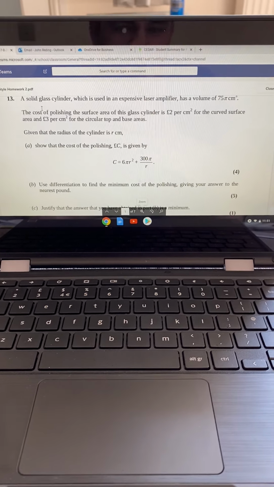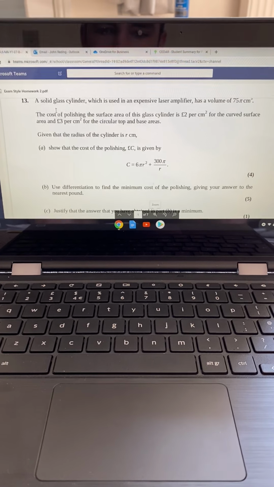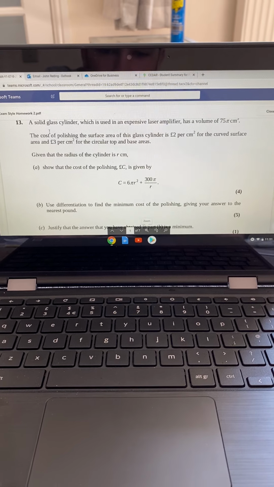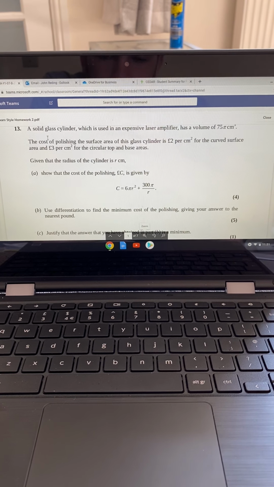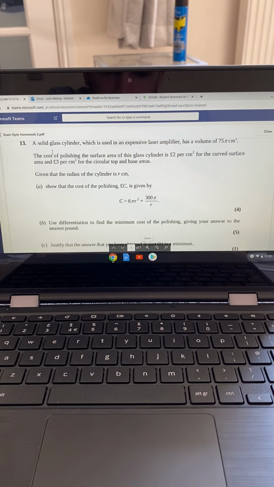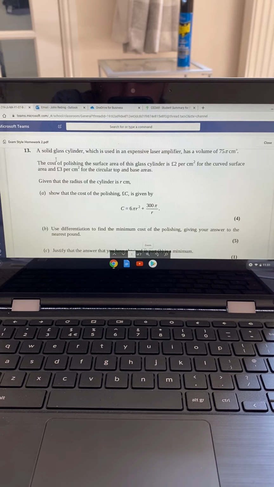Now, I've just been asked about question 13 on the second exercise, and so it isn't like one we've done before, which is fine, but it's applying differentiation to context. So differentiation is all about rates of change.